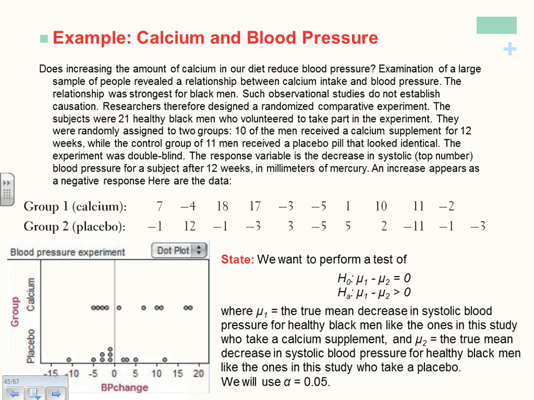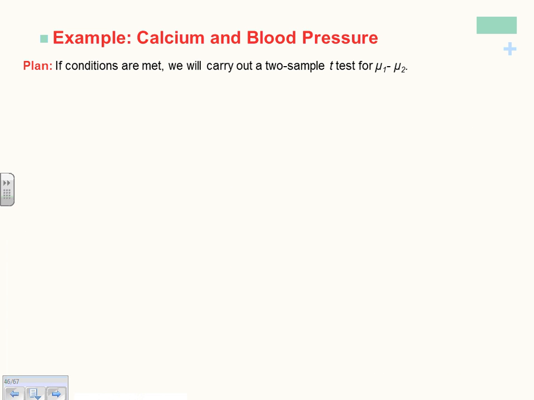Okay, so let's state our hypothesis. We're going to say that mu sub 1 minus mu sub 2 is 0, or their difference is 0. Our alternative, here we want to know if there was an increase. Make sure you state what mu sub 1 and mu sub 2 are in context. So we're going to do a 2 sample t-test because we do not know the population standard deviation.